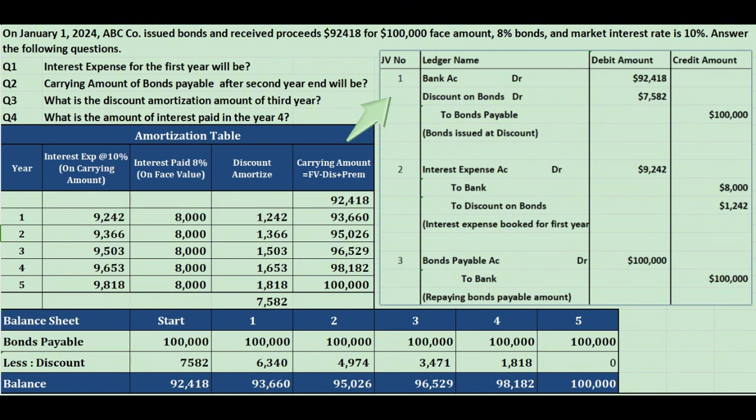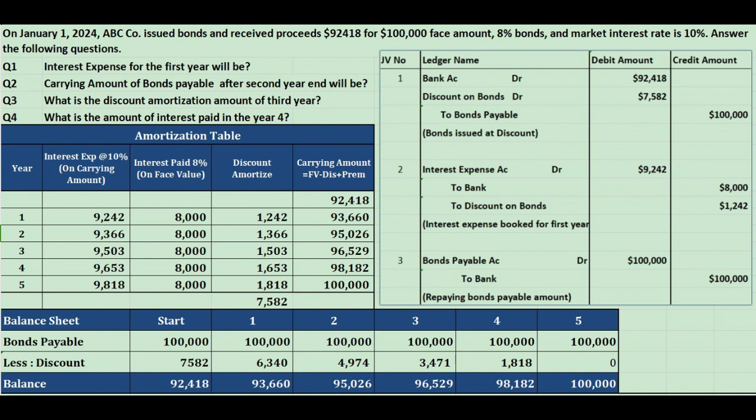First entry will be the issuance of bonds. Bank account debit $92,418 and discount on bonds is debited with $7,582, and bonds payable will be credited with $100,000. So our liability is $100,000 only.